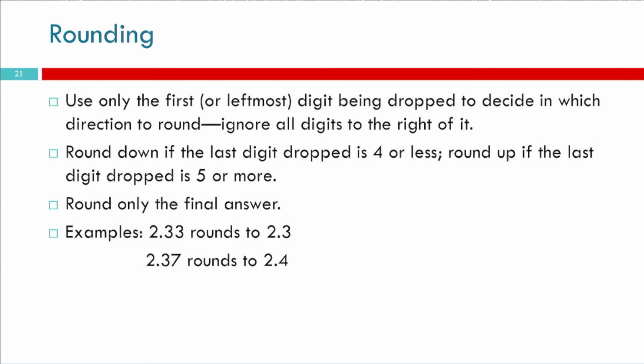So if we have 2.33, and we say we want 2 significant figures, we need to round this. So we're dropping the 3. Because that 3 is 4 or less, we round down. We end up with our answer of 2.3. If this digit is 7, so we got 2.37, again using two significant figures here, then we round up.